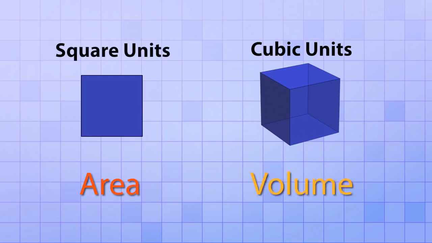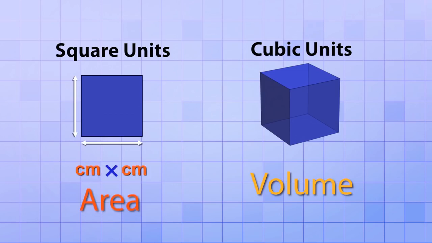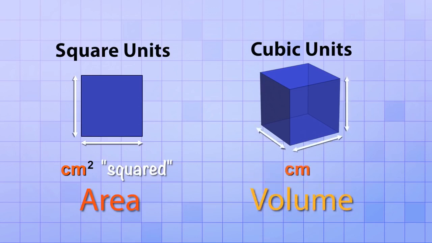Since square units are made by multiplying two one-dimensional units together, like centimeter times centimeter, we can abbreviate them using the exponent notation, centimeters to the second power, or centimeters squared. And since cubic units are made by multiplying three one-dimensional units together, like centimeter times centimeter times centimeter, we can abbreviate them using exponent notation, centimeters to the third power, or centimeters cubed.